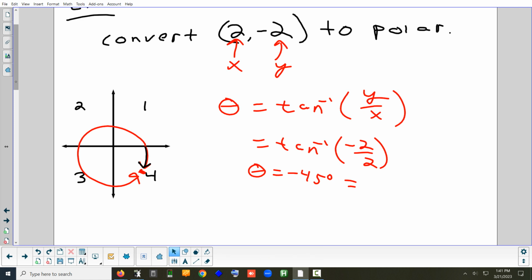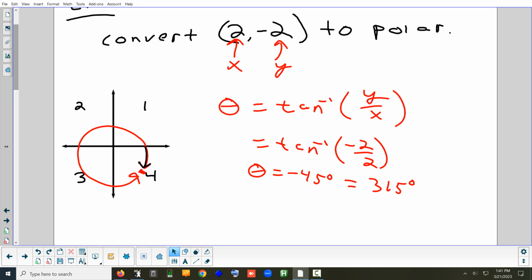315. How do you get 315? Yeah, you just take away 45 from 360 or add 360 to that, it's the same thing. Brings you the other way. Which answer is right? Both. The only thing would be if the directions say write your answer with a positive angle, well then you've got to go with 315.